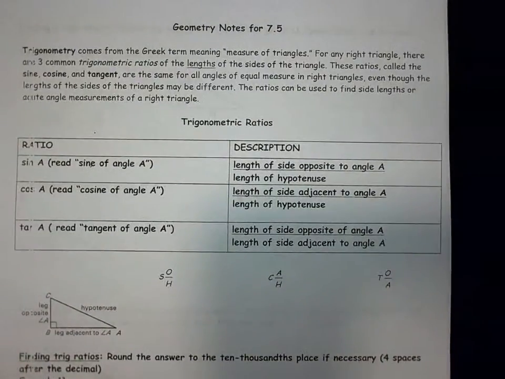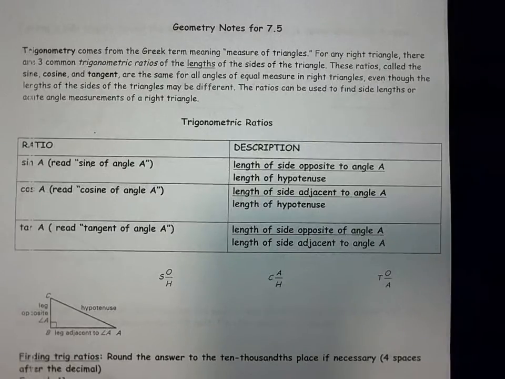Okay, these are geometry notes for 7-5. We did the tangent first. You can go ahead and read about the thing at the top. You've already had these notes, but your three ratios are described there.